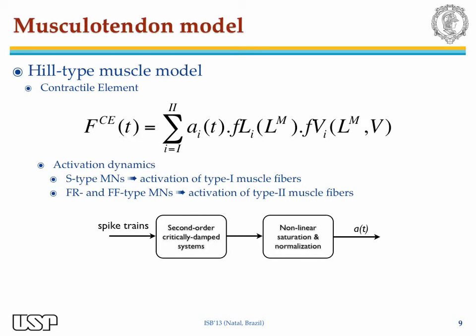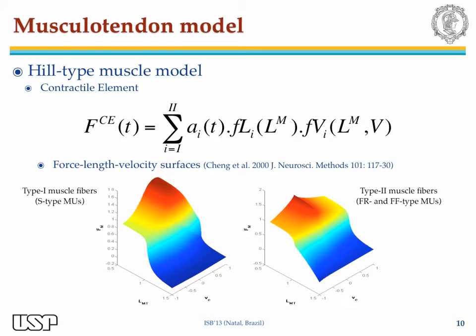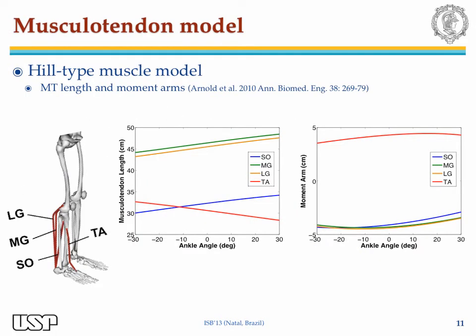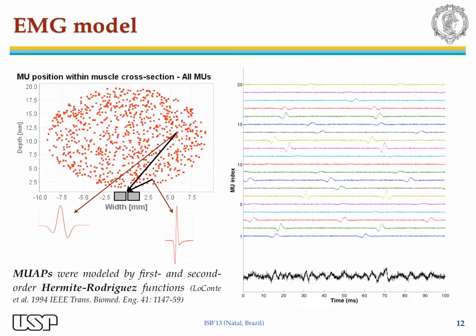neurons. Force-length-velocity surfaces were reported by a previous study for type 1 and type 2 muscle fibers, and the relationship between musculotendon length and ankle angle, as well as moment arms and ankle angle, were also reported elsewhere. Motor unit action potentials were represented by Hermite-Rodriguez functions, and these MUAPs were widened and scaled depending on their location within the muscle cross-section. The overall muscle EMG is given by the sum of all MUAPs of all active motor units. This is a quite simple model, but for the purpose of this study it is somewhat valid.